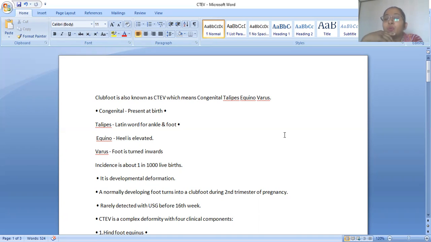As you all know, nowadays pregnant mothers go for USG, ultrasonography, in every trimester according to their gynecologist. So before the 16th week, it's rarely detected. Okay, so CTEV is a complex deformity with 4 clinical components. There are 4 types of presentation in CTEV.